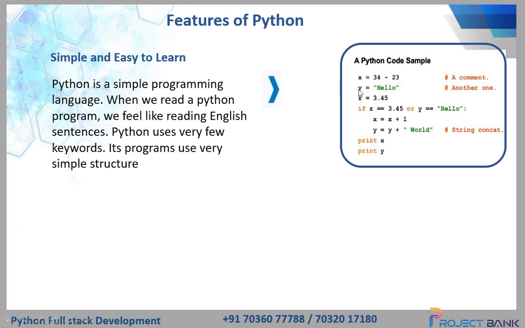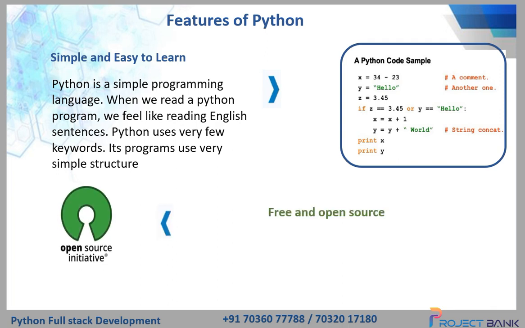The value will be stored in x, y equal to hello, and they are writing some conditions, and the x value is incremented by 1. The value is printed, whatever the value is in x, it is printing. So all these sentences are English-like sentences. We call it a high level language. Since it is a high level language, people can understand very easily. It does not have many keywords. Very few keywords are available in it. So that is one of the reasons we can call it simple and easy to learn.